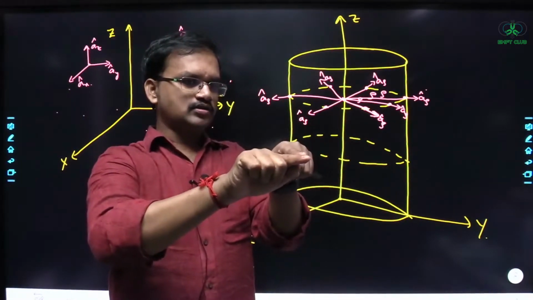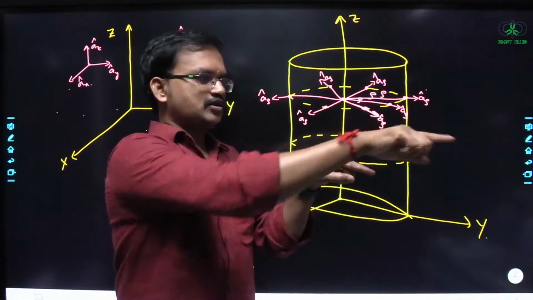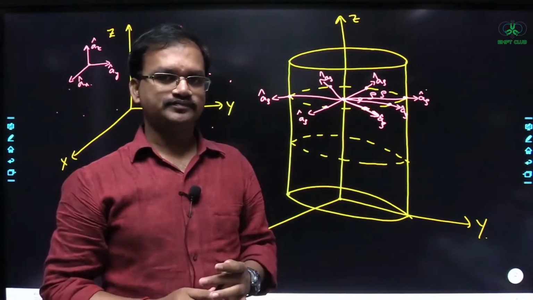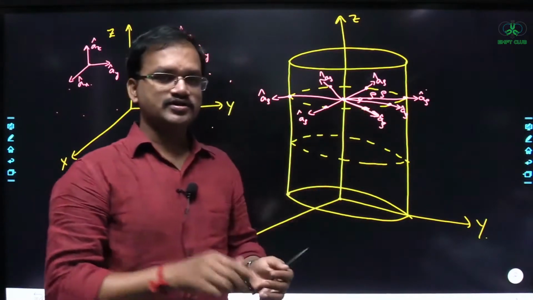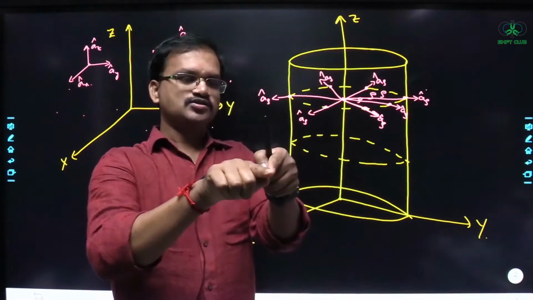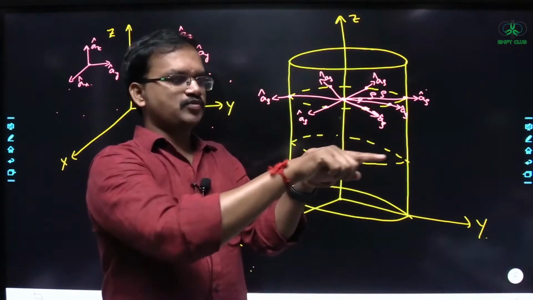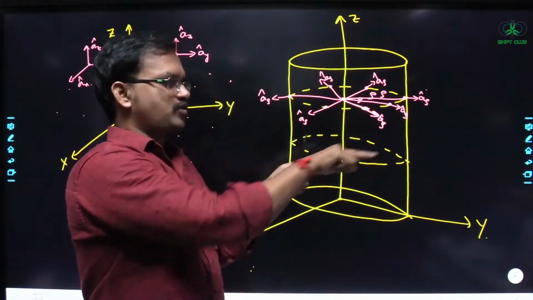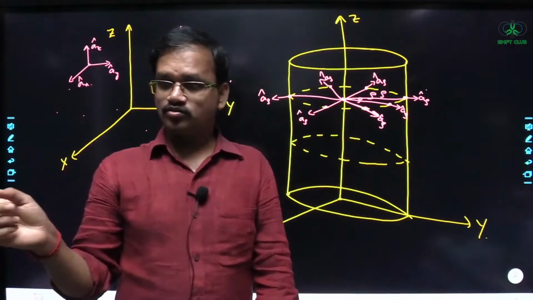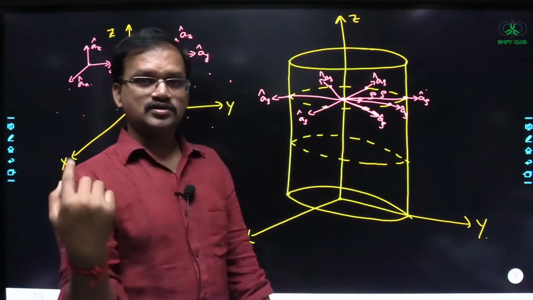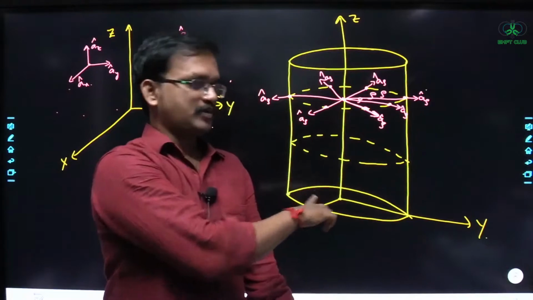So as you move along the circumference of the circle, is the direction of a_rho cap changing or not? Yes or no? At this location it is pointing in this direction. As you move along the circumference from this point to this point, at this location it is pointing like this, at this location it is pointing like this. Yes or no? So as you move along the circumference of the circle, the direction of a_rho cap is changing.